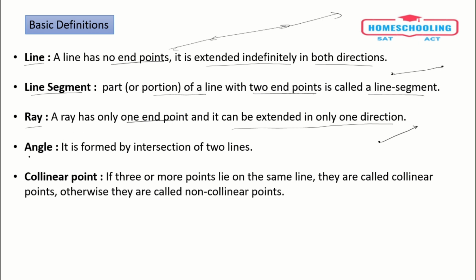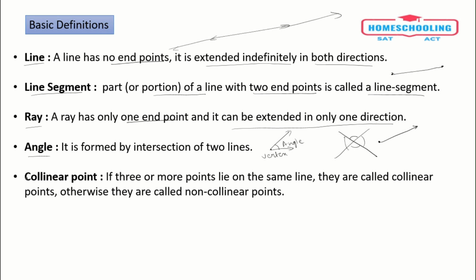Now what is an angle? Angle is formed by intersection of two lines. So let's say these are two lines and this is where they're intersecting. It is called the vertex. So the point at which two lines intersect, there it forms an angle. They can be like this also. Here also two lines are intersecting, so we have one angle here, one angle here, one angle here, and one angle here.